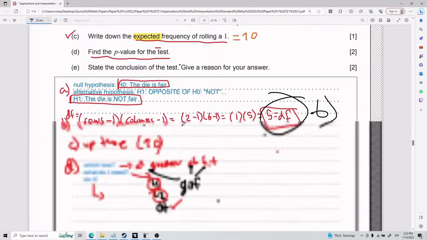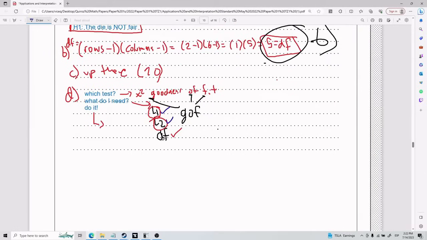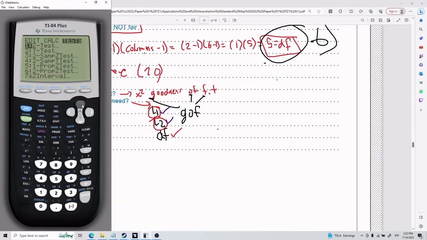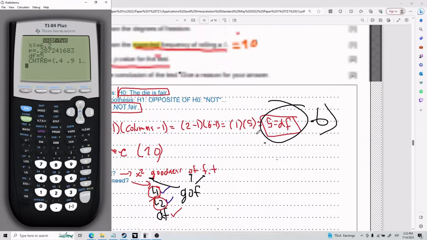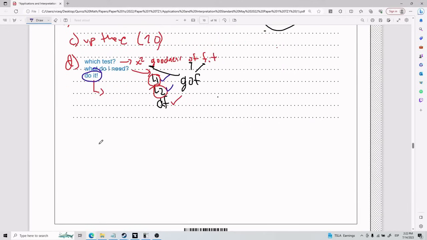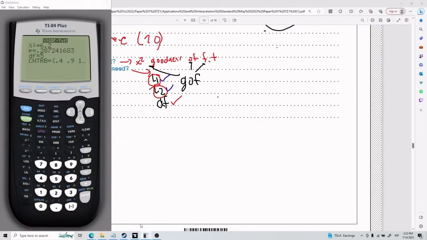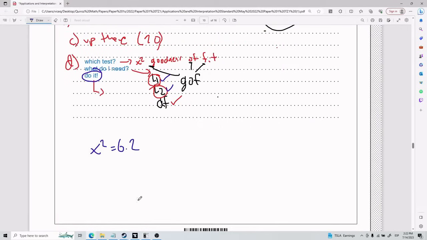Now that we did L1, now that we did L2, and we have DF, now we need to do the test. Alright, cool. Stat, test, chi-squared GOF. Everything is correct. Calculate. Let's go. There we go. So what is going on? What did this give me? Well, it gave me my chi-squared value. I know that my chi-squared is going to be 6.2.